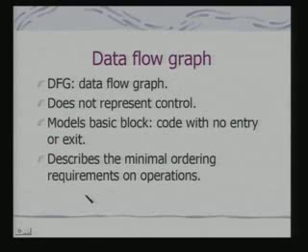So what is a data flow graph? A data flow graph basically represents a sequence in which the data is processed by a code. It does not represent control, and it models the basic block, the code, with no entry or exit. Formally no entry or exit. There has to be, although, an entry point and an exit point, and through this you can describe the minimal ordering requirements on operations.